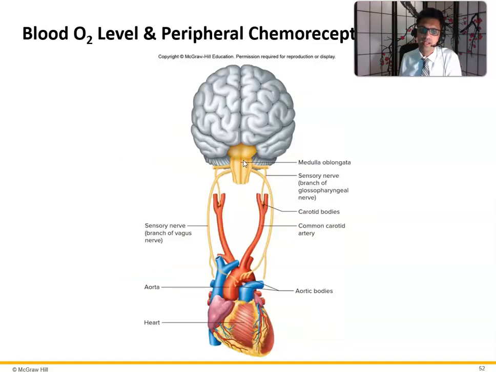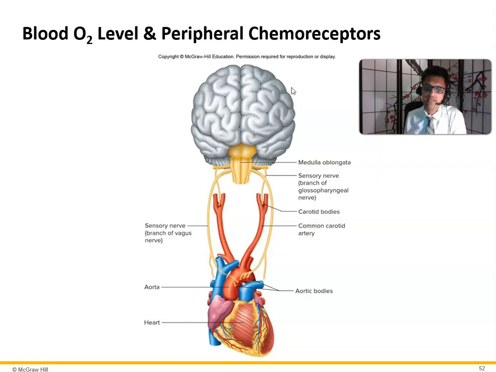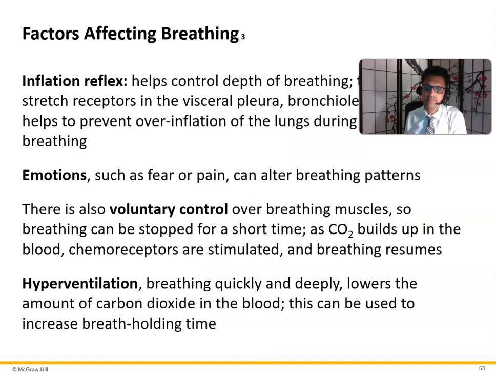Here's the medulla oblongata. There's the pons. Here's the carotid bodies. And then we have the aortic bodies. They measure blood oxygen levels in the peripheral chemoreceptors. Okay. Remember, the central chemoreceptors will measure the carbon dioxide levels and hydrogen ions.